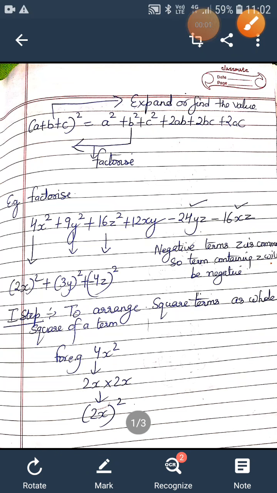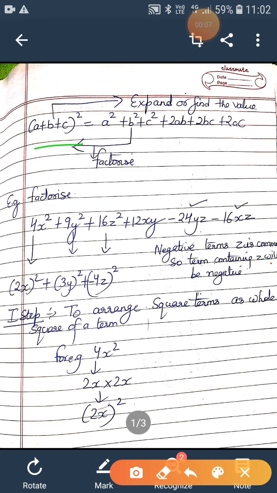Dear students, we have learned the trinomial identity and its expansion (a plus b plus c) whole square, and the result we have in terms of 6 terms. We have a square plus b square plus c square plus 2ab plus 2bc plus 2ac. So this is the expression that we get when we simplify this (a plus b plus c) whole square.